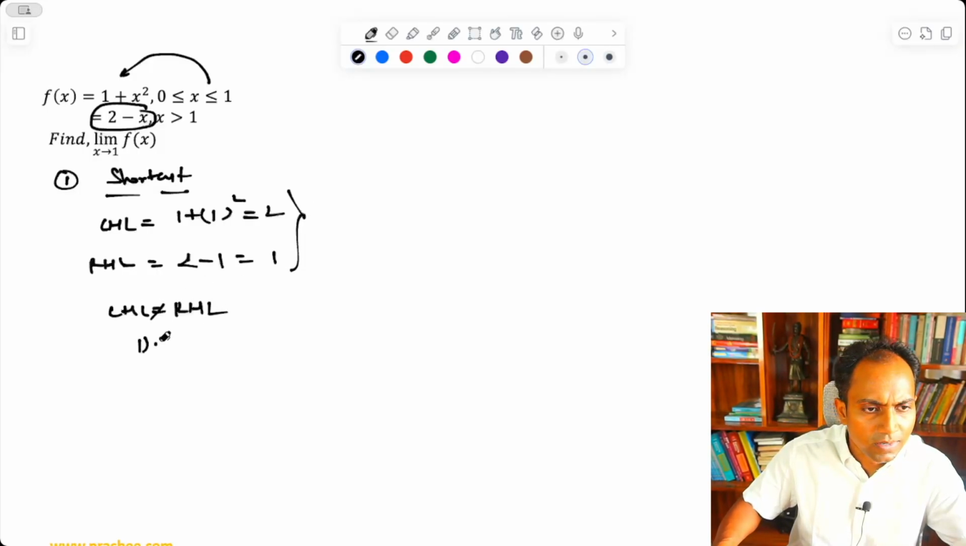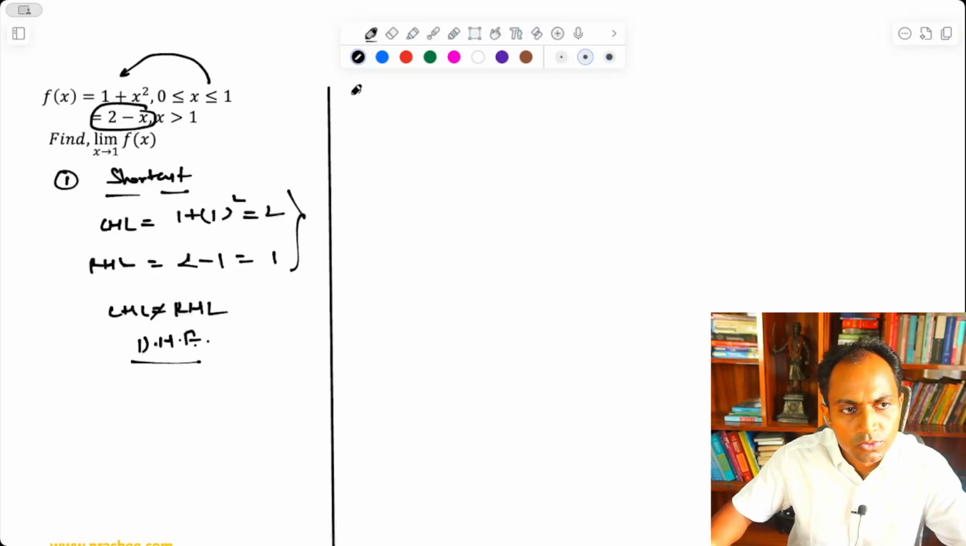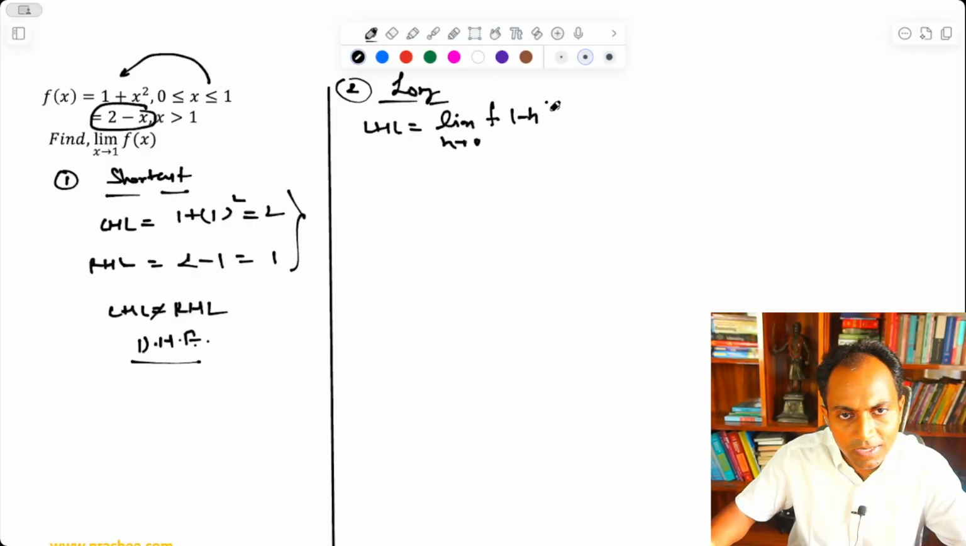So the limit does not exist. But let us say that this is asked in your school exam. Then what are you going to do? You need to know the long process, or the conceptually correct process. You will find LHL as limit h tends to 0. Since we are looking in the vicinity of 1, we will put 1 minus h here.